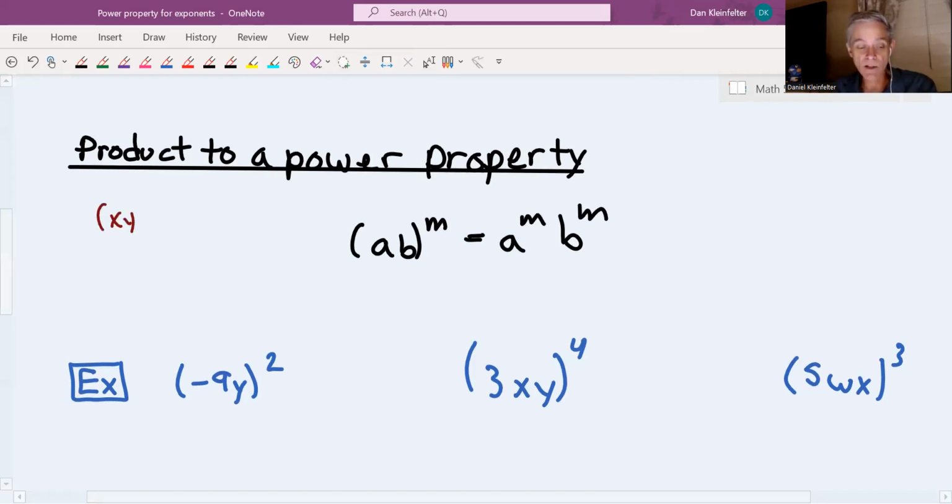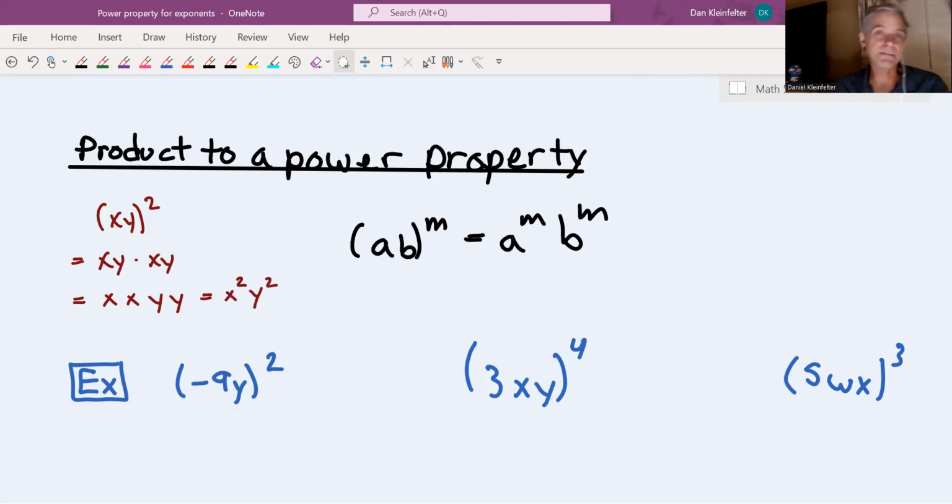If you had xy squared, let's say, this would be the same as xy times xy, because that's what it means to square something. Then multiplication's commutative, right? So you could write that as x times y times y. But then that's x squared y squared. Okay, so let's try it on each of these.